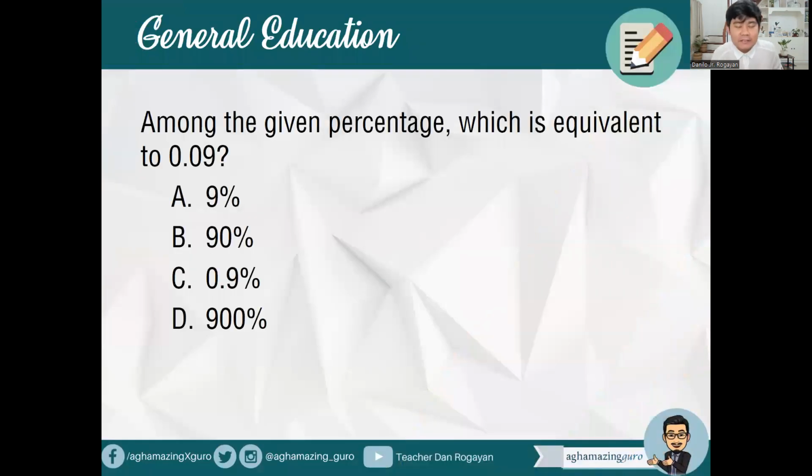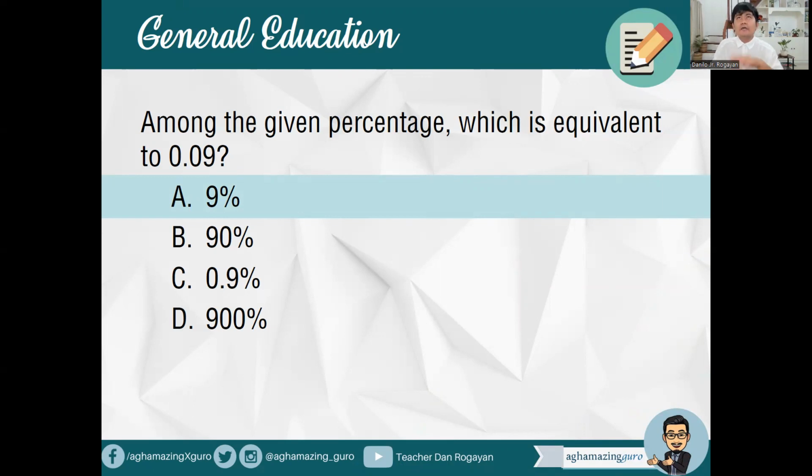So for our first question here, among the given percentages, which is equivalent to 0.09? Is it A, 9%, B, 90%, C, 0.9%, or letter D, 900%? What is the answer? So this is actually from decimal to percentage. The correct answer is, of course, letter A, that is 9%. Actually, you can answer this by inspection.